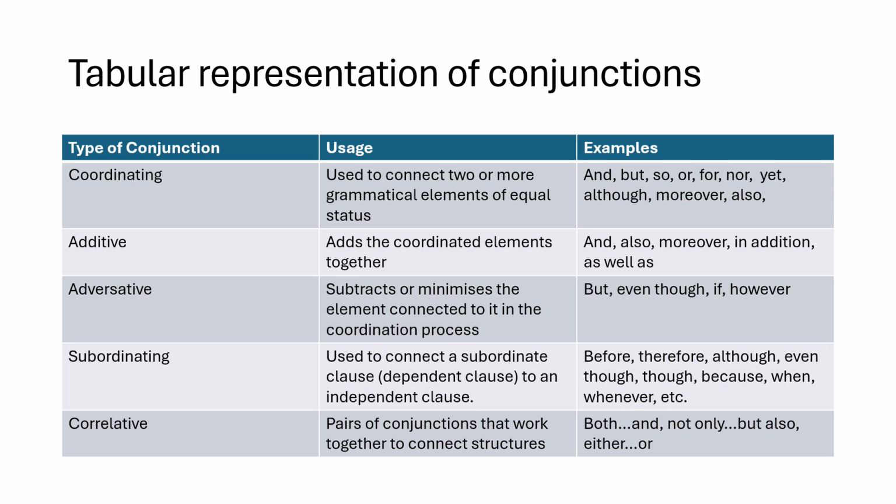By adversative, it subtracts or minimizes the element connected to it in the coordination process. So, but, even though, if, however. In this case, you can say something positive, then you become negative at the other side of the structure. Say, even though, yes, this is good, but despite this being good, this other part means that there's a problem. You can also minimize, like you say, only. So these are also possible elements. You can have adversative. It doesn't mean they're adversaries, but it means that it reduces the potency. Maybe that's the better way of putting it.